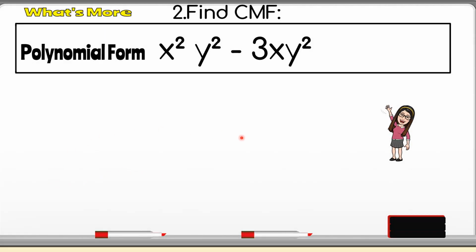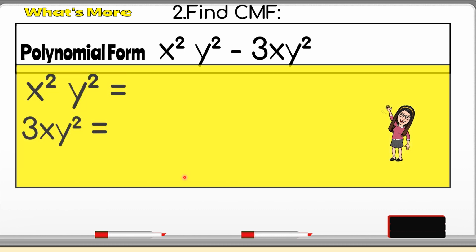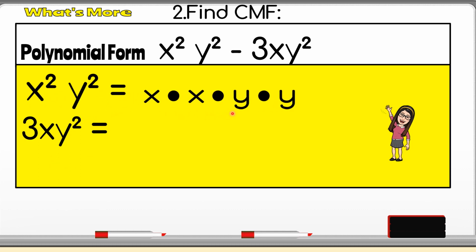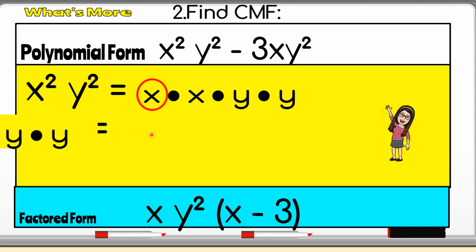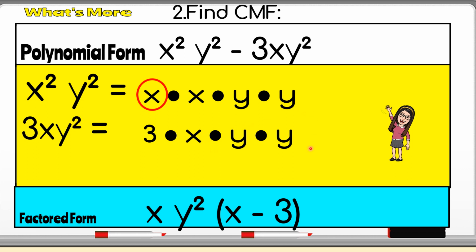How about if we have x squared y squared minus 3xy squared? Okay. These are all the prime factors again of your first and second term. So x squared and y squared, that is x times x, y times y. 3xy squared, we have 3 times x times y times y. And again, you just encircle the common factors between these two terms.